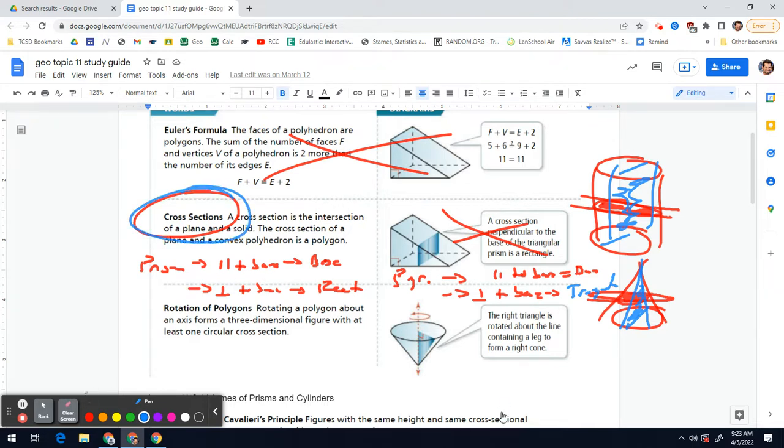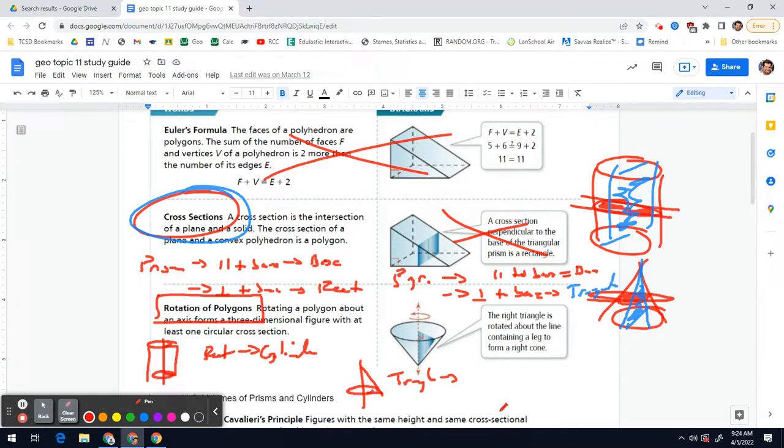And then last but not least, very important, rotations of polygons. This is where you take a 2D figure and rotate it about a line to create a 3D figure. There are only three you have to remember. This is my line that I'm rotating about. If I start with a rectangle and rotate it about this line, those points go there, you connect the dots, and now you have a cylinder. Say I have this line and I start with a triangle. I rotate it, these points go here, these points go there, connect them, and now you have a cone.